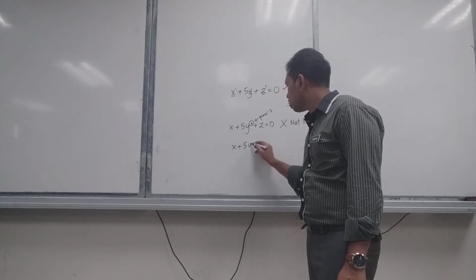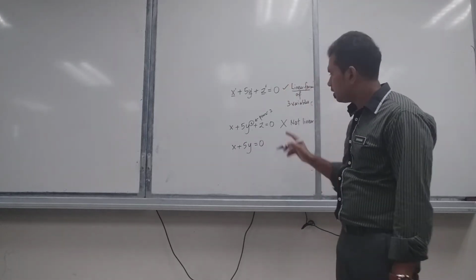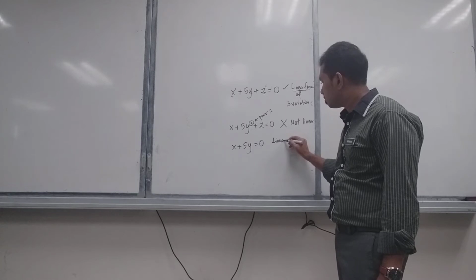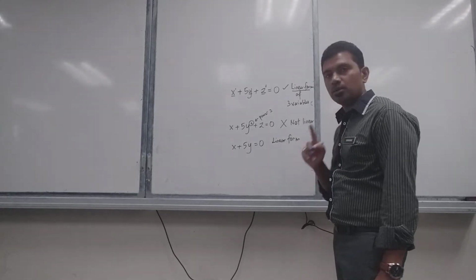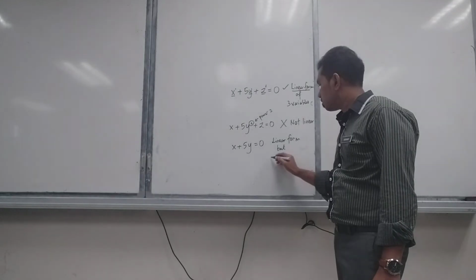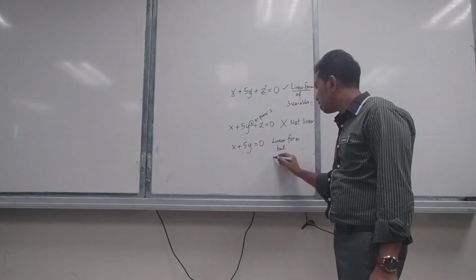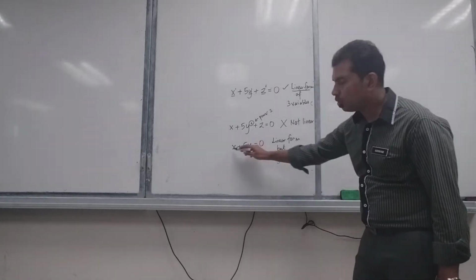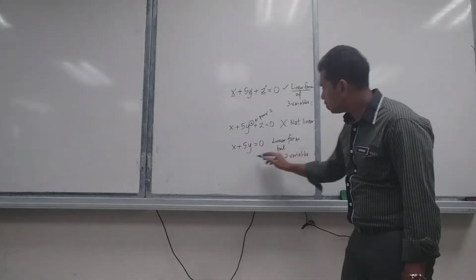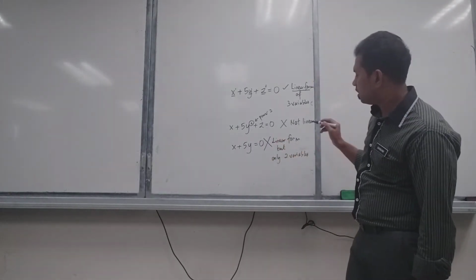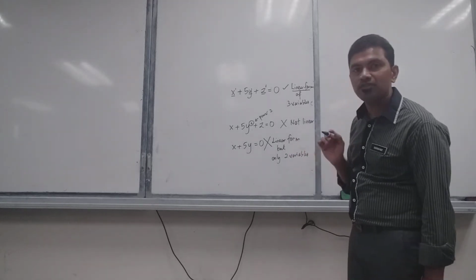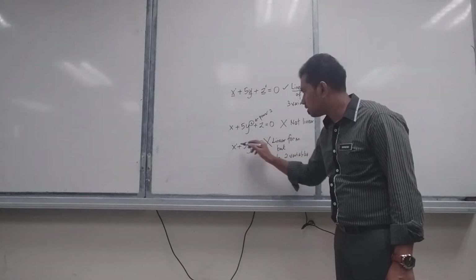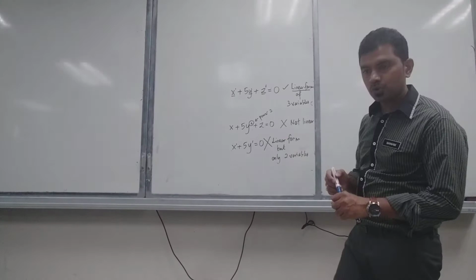Next, let's say we have x plus 5y equals 0. This one is linear form, but there are only two variables, which are x and y. So this is not a linear form of three variables. Why? Because there are only two variables, even though the power is power 1.